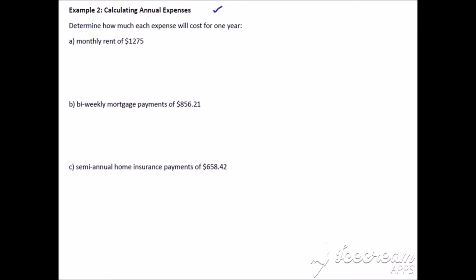Example 2, calculating annual expenses. Determine how much each expense will cost for 1 year. So monthly rent of $1275. A lot of times rent is paid monthly. So if there are 12 months in a year, we're just going to multiply $1275 by 12. So this would be $15,300, which is a lot to give a landlord.